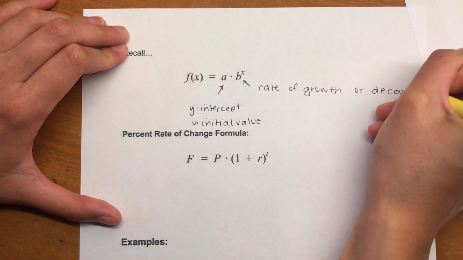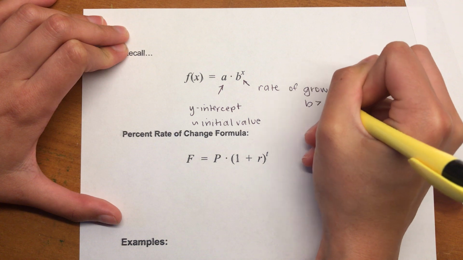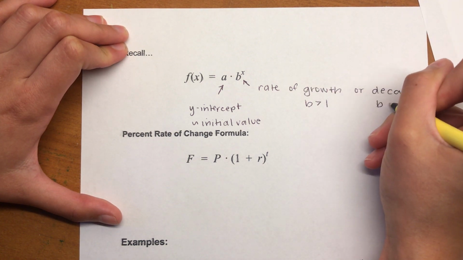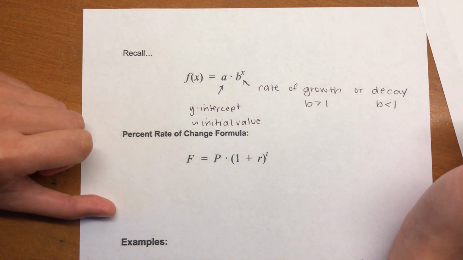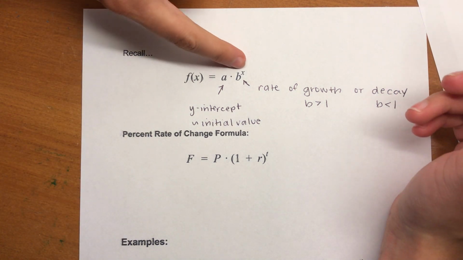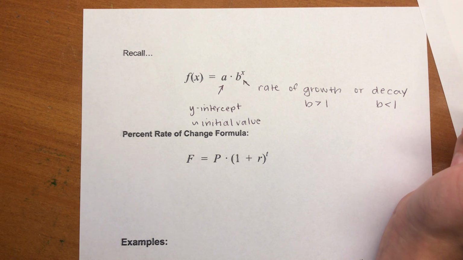And if you remember, if b is greater than 1, that's growth, and if b is less than 1, then our function represents a decay function, right? And then we have our function and our input value of x.